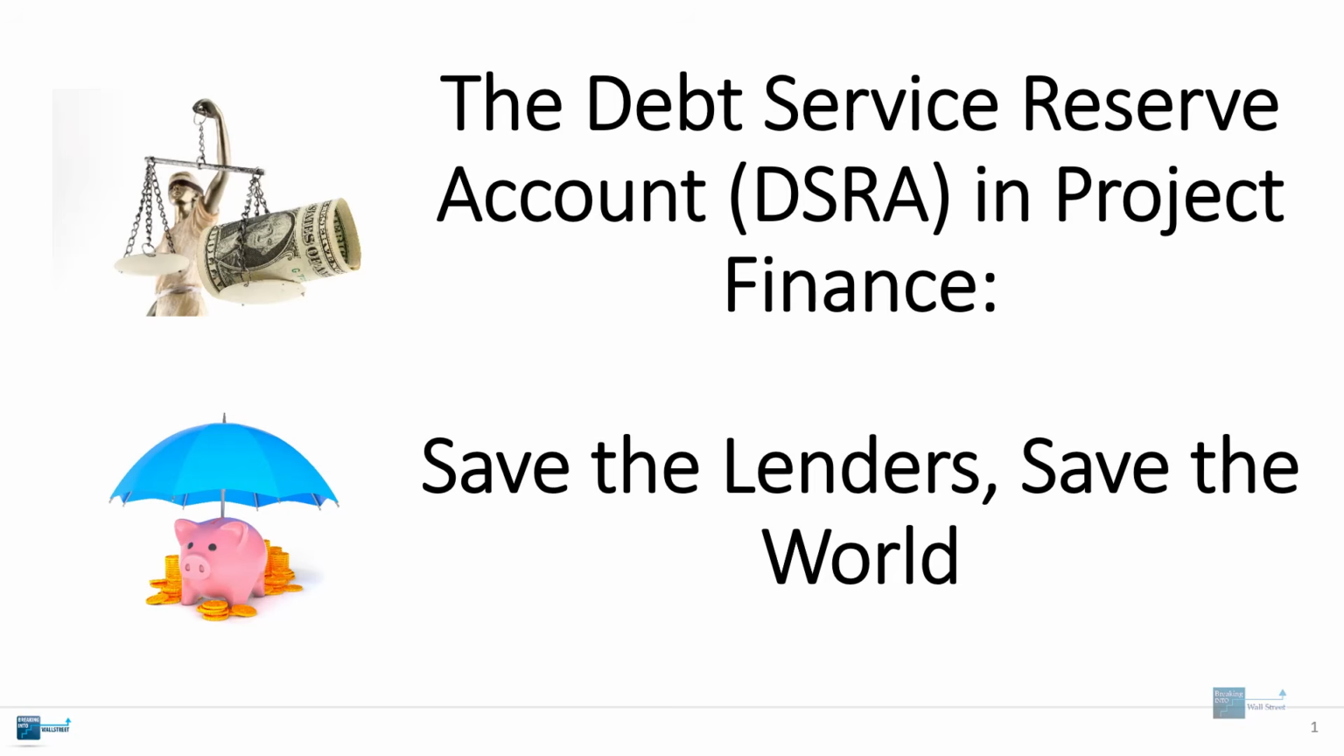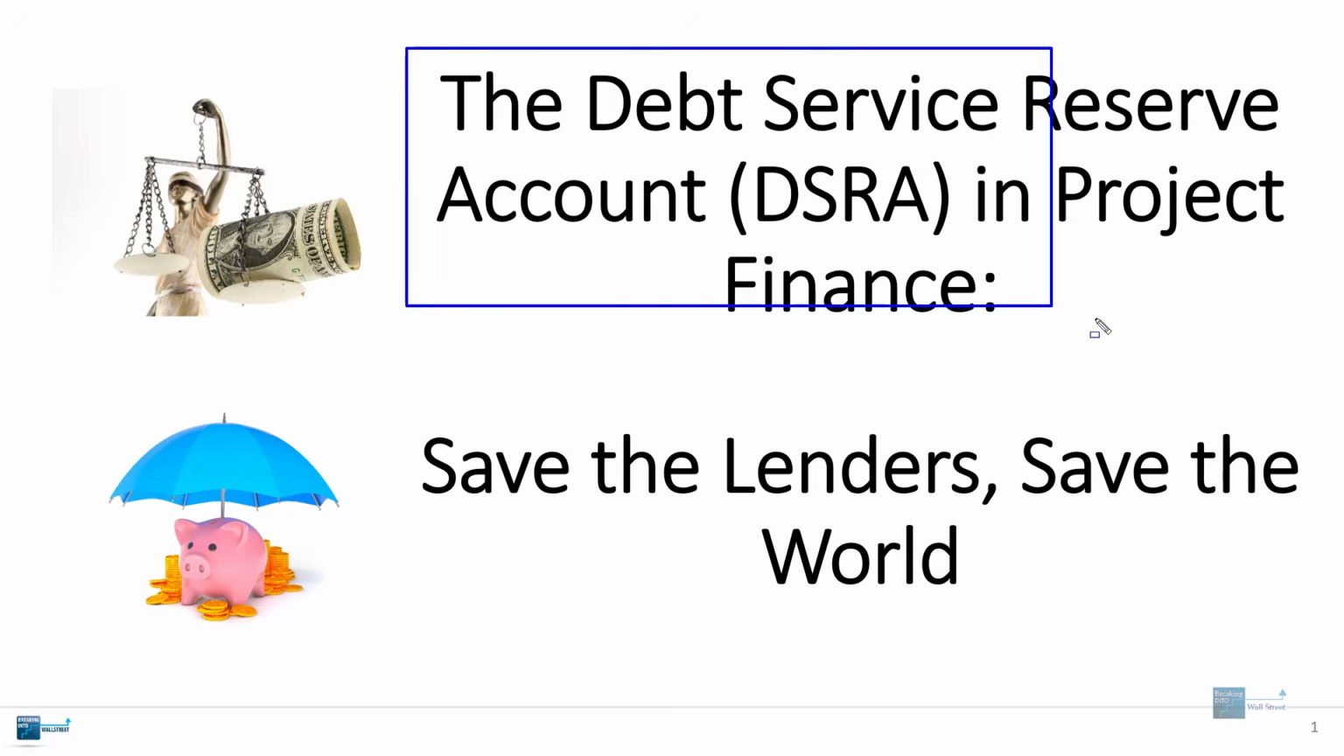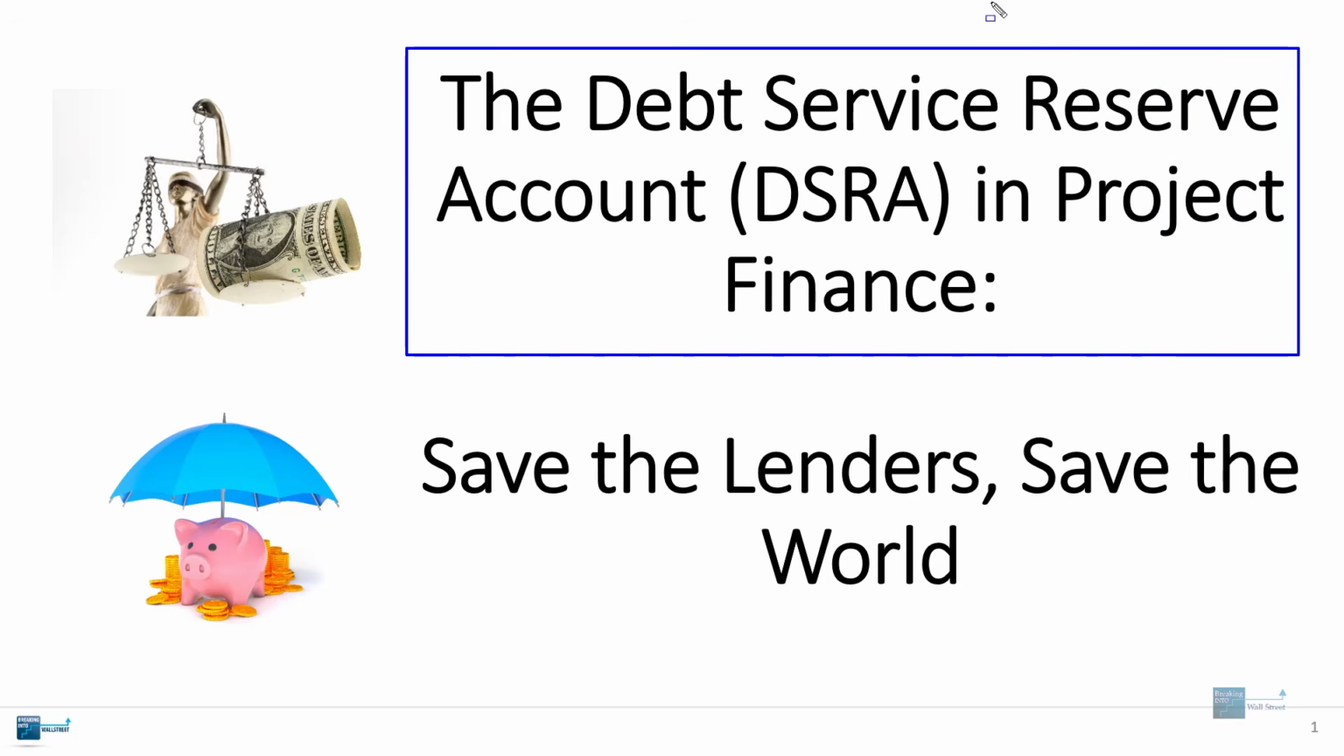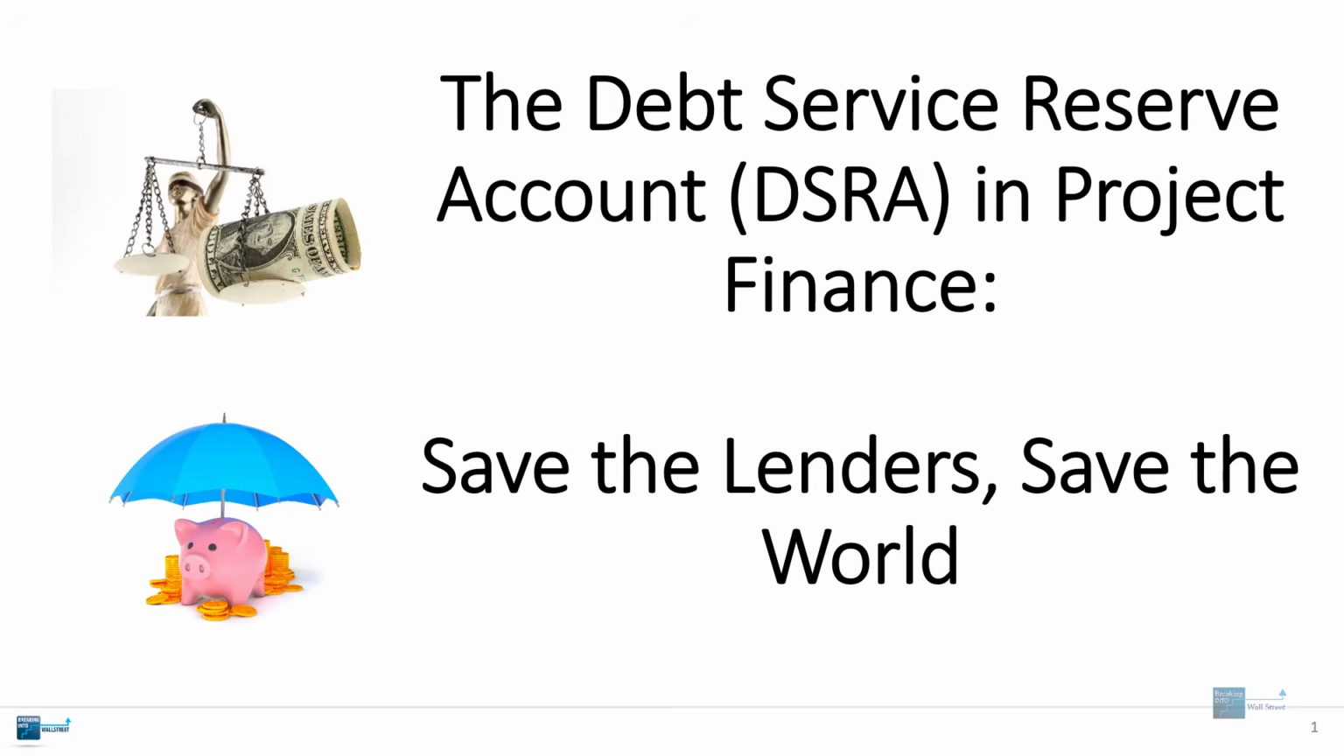I wanted to go back into project finance today and talk about a somewhat important topic there called the Debt Service Reserve Account, or DSRA, and also go over reserve accounts in general. You will see these a lot in project finance models. We have also seen them come up several times in case studies in this field.